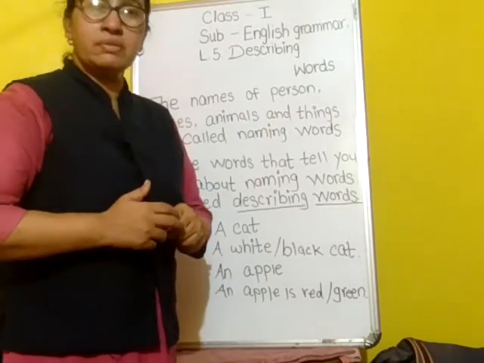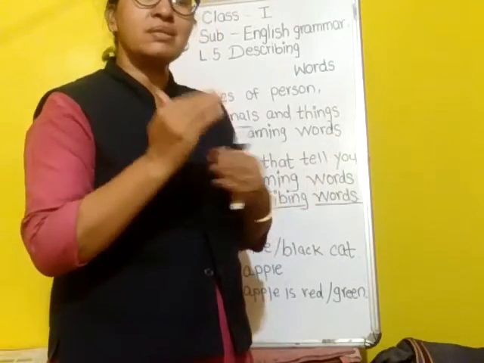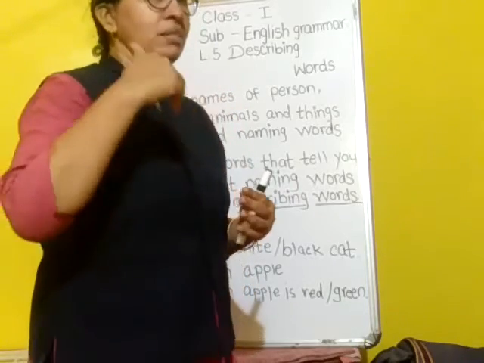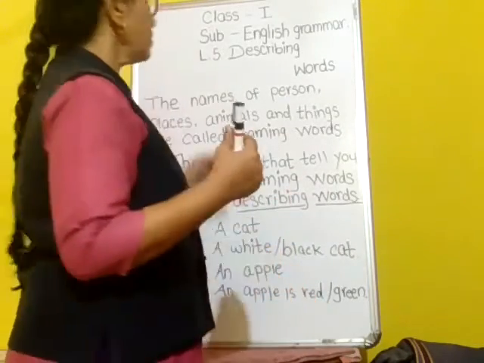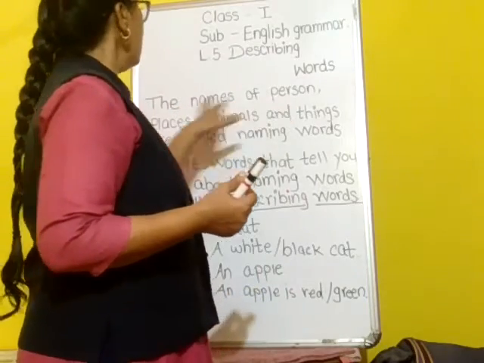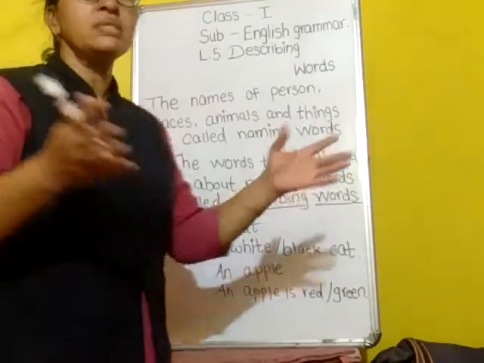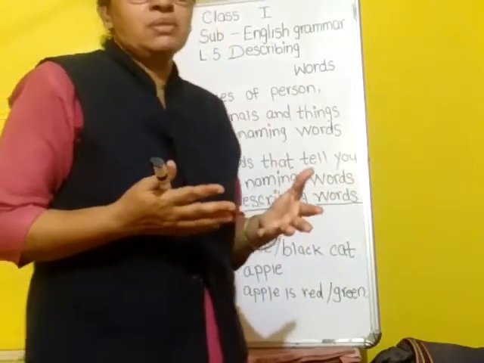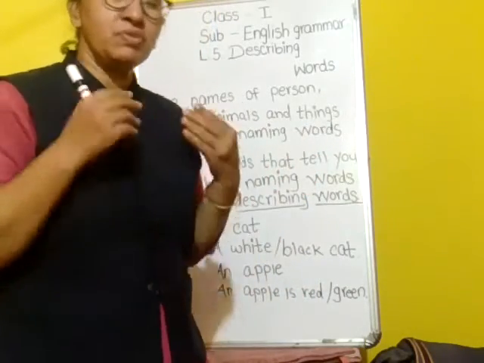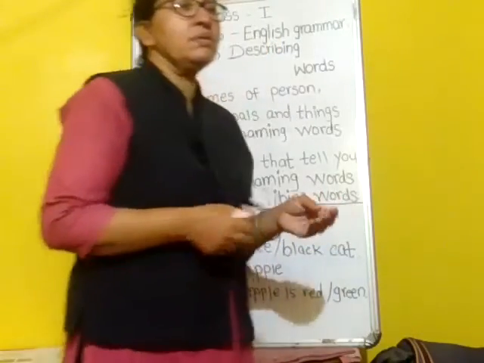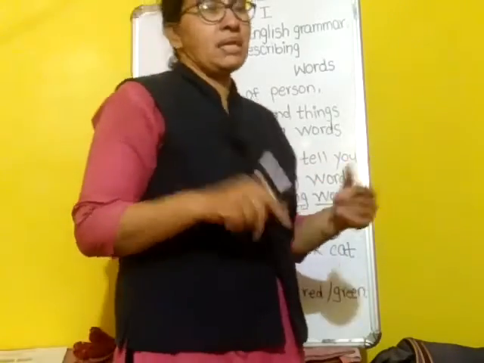So what do you mean by describing word? First of all, you should keep in mind that it is connected to our second lesson, noun, the naming words. So first of all, it is very essential to know what naming words are. Again, I am going to explain: the names of persons, places, animals and things are called naming words. That means you have so many things around you and they have names. That thing has a particular name, and that is called a naming word. Everything we have around us has a specific name, and all these names are called naming words.